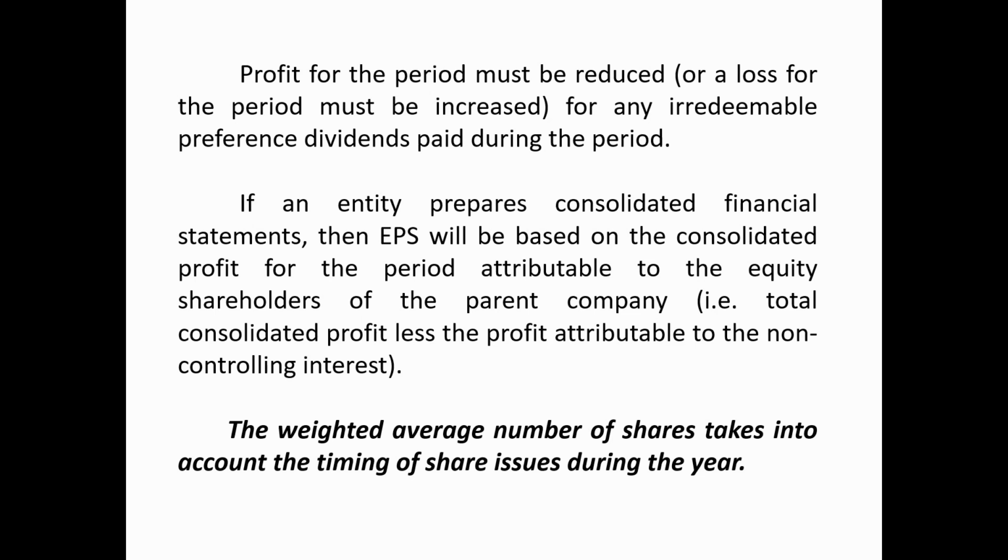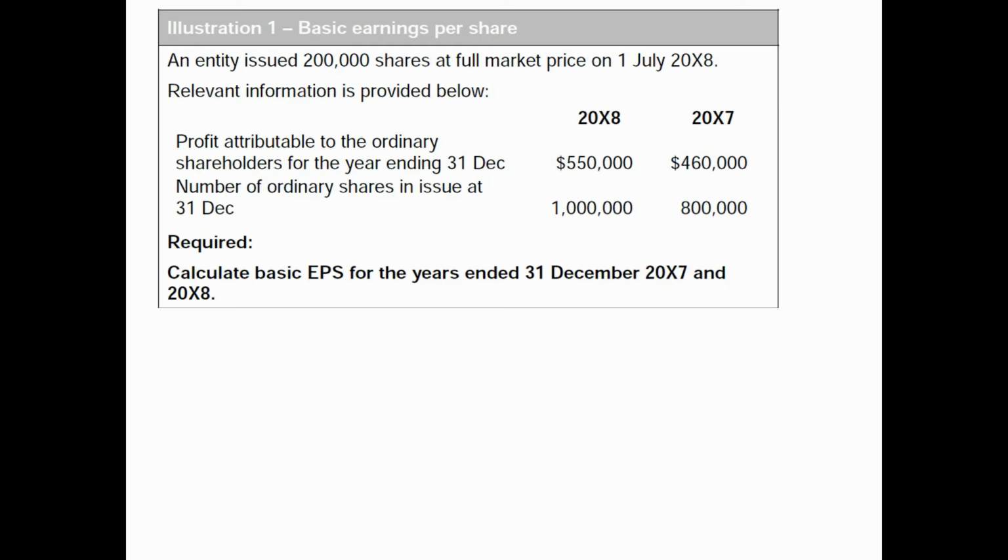The second important point is the weighted average number of shares, which takes into account the timing of shares issued during the year. In case a company issues additional shares in any month or on any day, then the preparer or evaluator should calculate the EPS accordingly for that financial year. By taking this example, we'll try to understand.